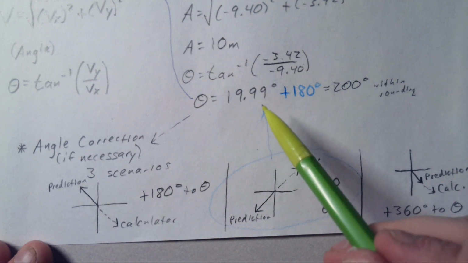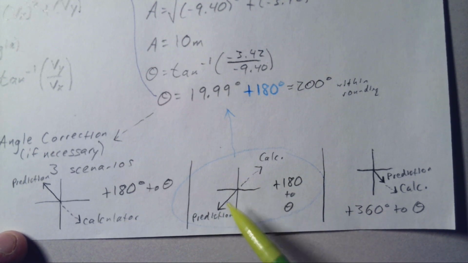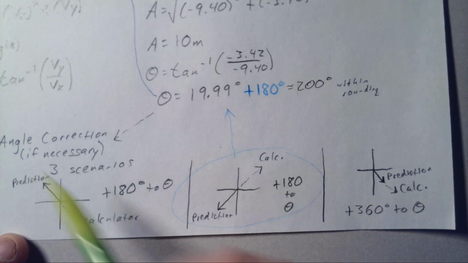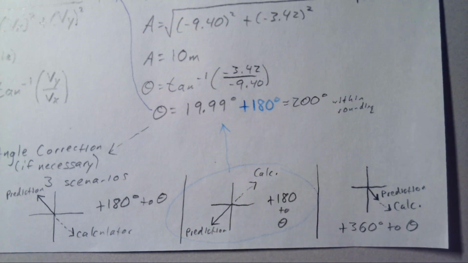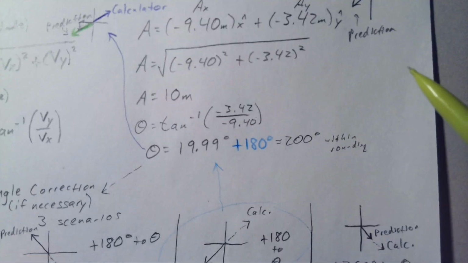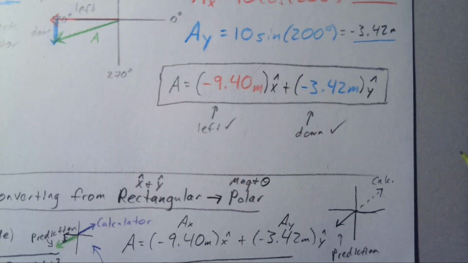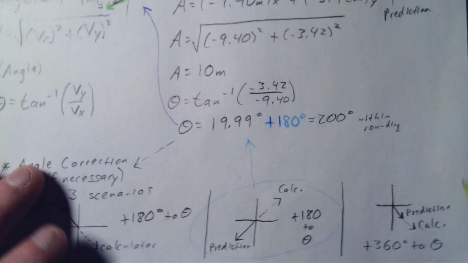So that's not our scenario. It doesn't match there. Let's look at the second scenario. It says it should be in the third quadrant, and the calculator is putting it in the first quadrant. That's a similar thing. It's opposite quadrants here, and so you'd add 180. And that's what I did here. I added 180, and yes, it comes out to 199.99, but for the sake of this, it comes out to 200 degrees, which is what it should come out to anyway, and we had to do that.